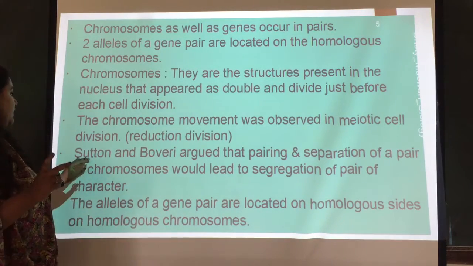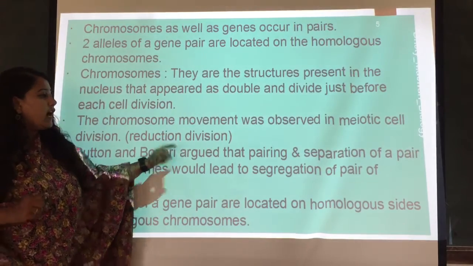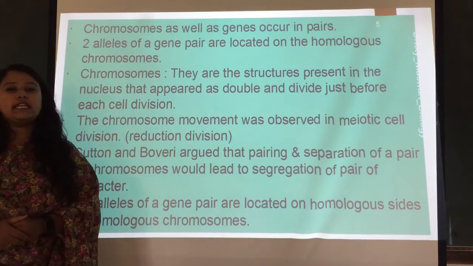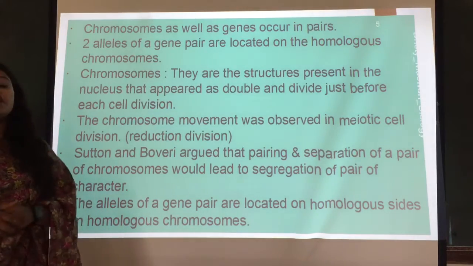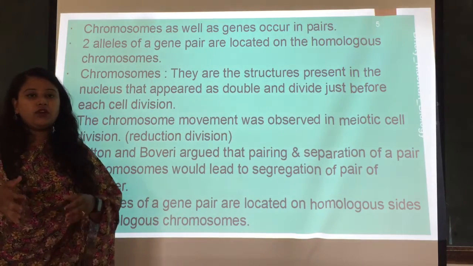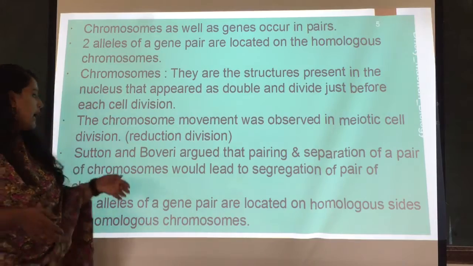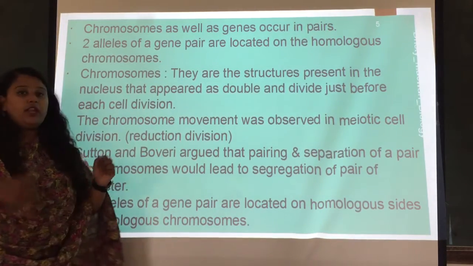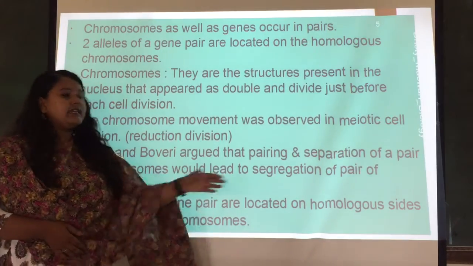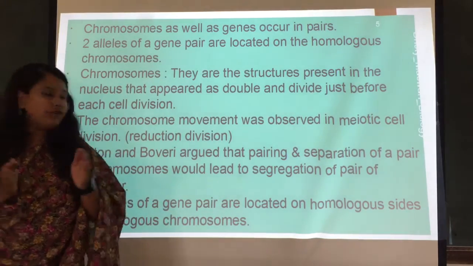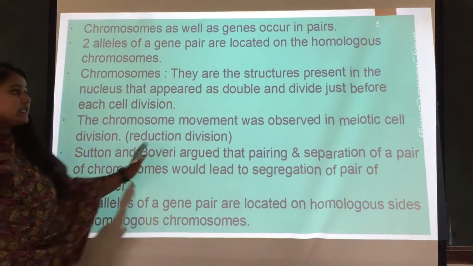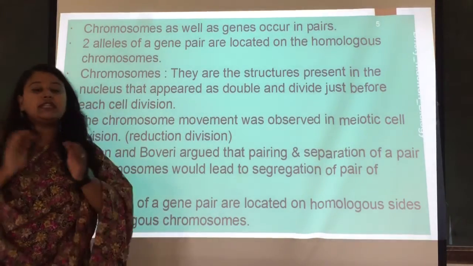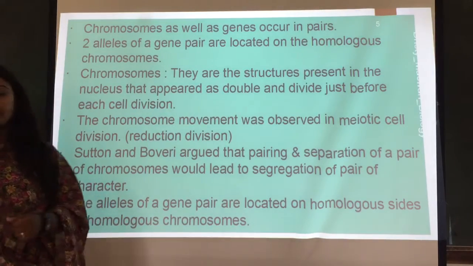Two scientists were there, Sutton and Boveri. They argued that pairing and separation of a pair of chromosomes would lead to segregation of a pair of characters. For a particular character we need a particular gene, and what Sutton and Boveri argued is that the pairing of the chromosomes as well as the separation of the pair of chromosomes would lead to the segregation of a pair of characters.